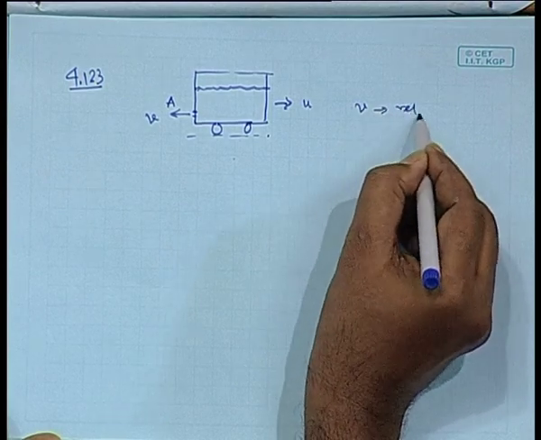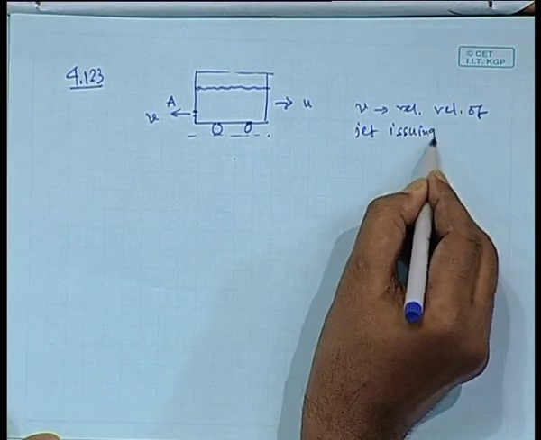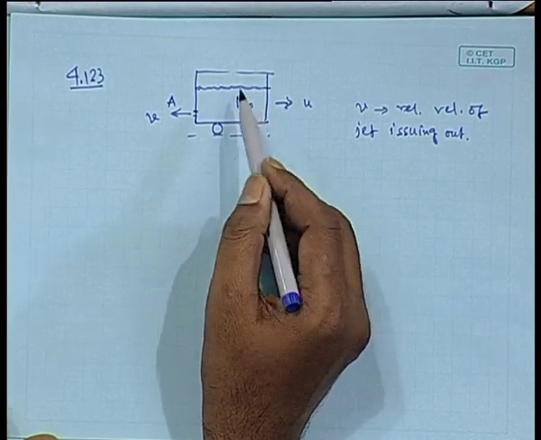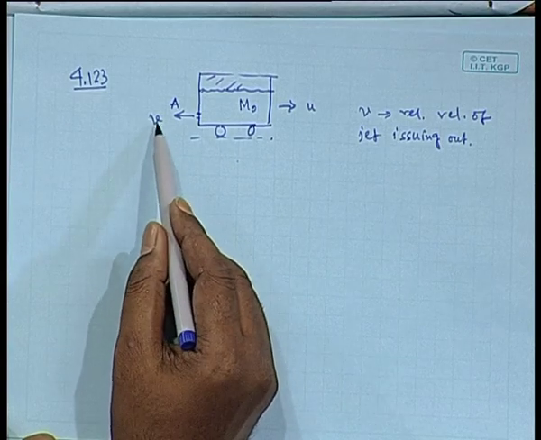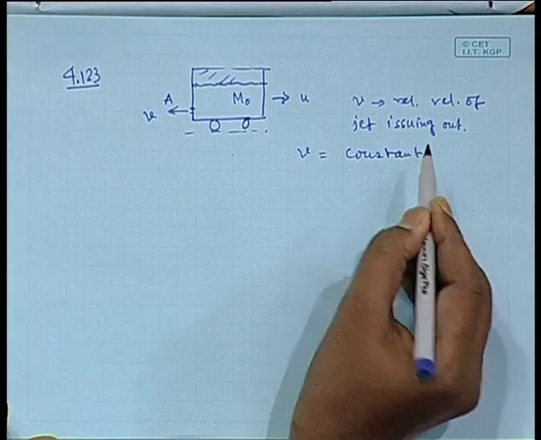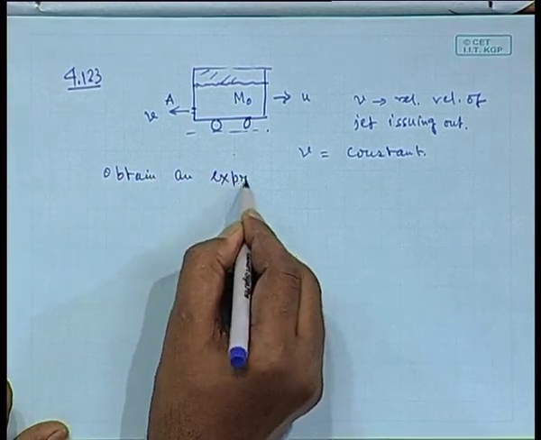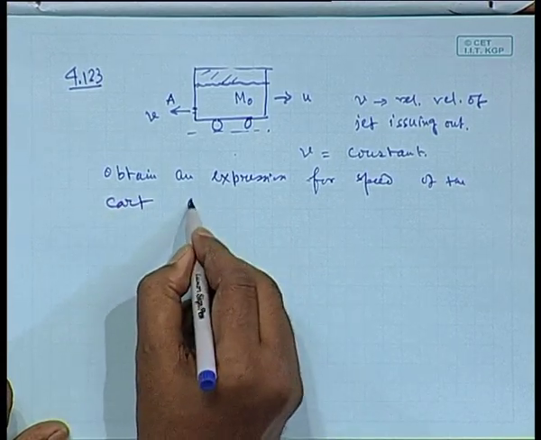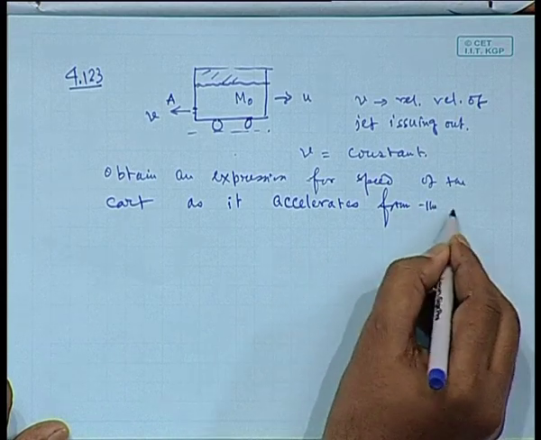So, v is basically the relative velocity of the jet issuing out. Now, initially you are having m naught of mass of water inside the cart, and this portion is pressurized, so that we can consider this velocity will be almost the same over a period of time. We have to obtain an expression for the speed of the cart as it accelerates from the rest.